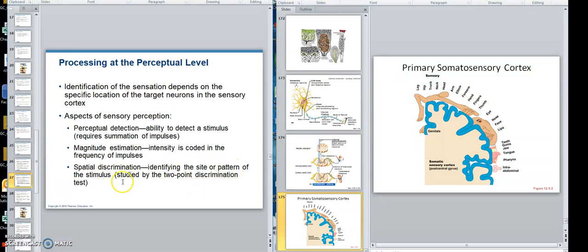Spatial, identifying the site of patterns studied by 2-point discrimination tests. So where is it? Now, 2-point discrimination test, let's just say this. If you remember I told you about how we do it? If you get a protractor, like you draw circles. Now we have a fancy one. I'm saying use a protractor, but let's say you have the pencil on one end and the little sharp tip on the other. Okay, now we don't use that. We use something that has both sharp tips.